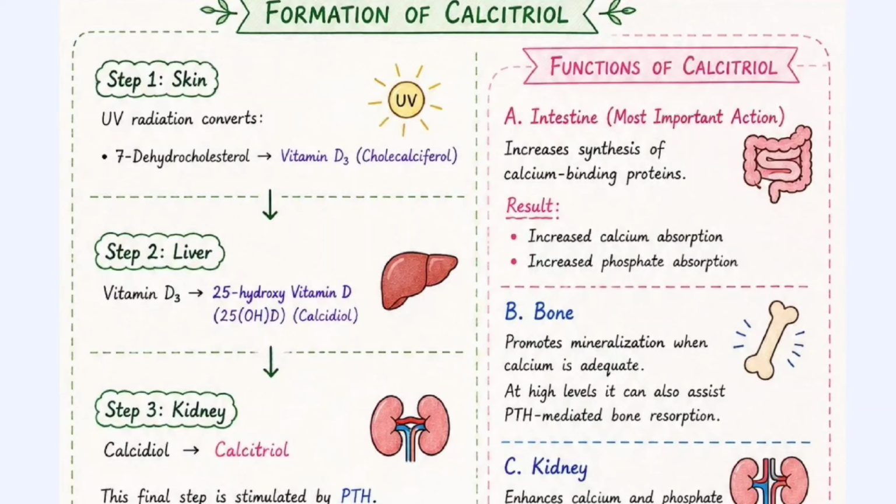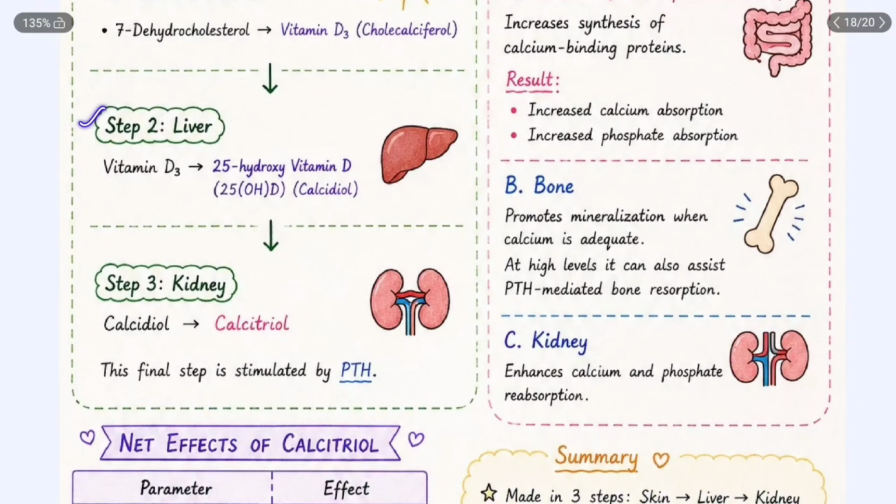At first, step 1. In skin, UV radiation converts 7-dehydrocholesterol to vitamin D3, which is cholecalciferol. Then, in liver, vitamin D3 converts into 25-hydroxy vitamin D, which is calcidiol. Then, in kidney, calcidiol converts into calcitriol. This final step is stimulated by parathyroid hormone.